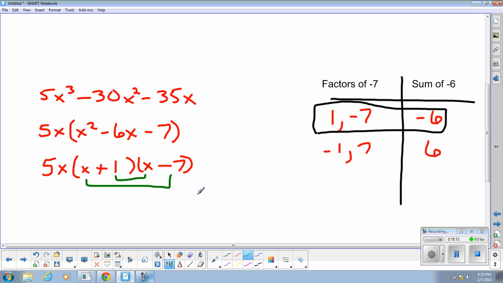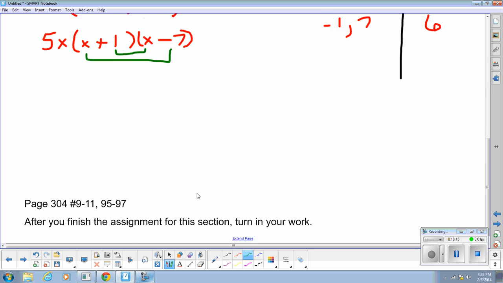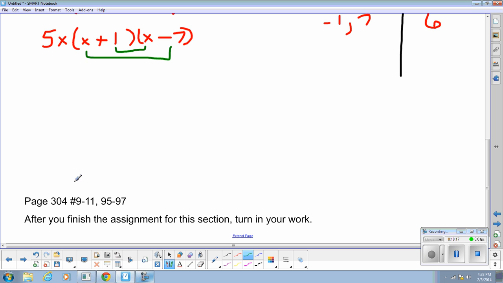This will be the last 8 minutes of the video. Here are the rest of the problems that I would like for you to finish from page 304 for this first time through on factoring trinomials. That'd be 9 through 11, and then numbers 95 through 97. Once you finish this part of the assignment, then turn in the work. So please turn this work in with the work that I assigned, numbers 1 through 8, 43, and 44. Turn that all in together once you finish it.